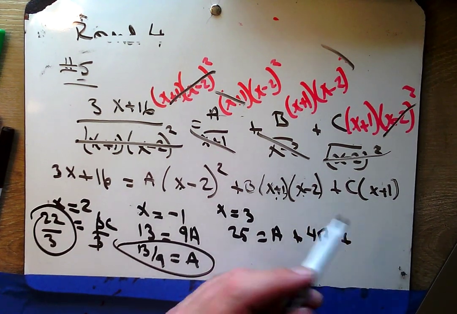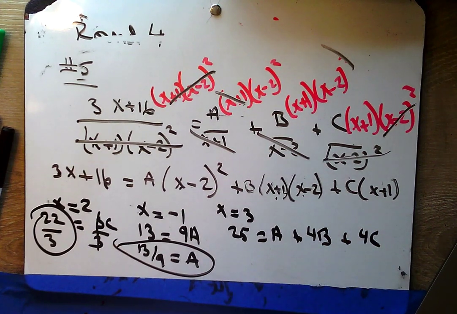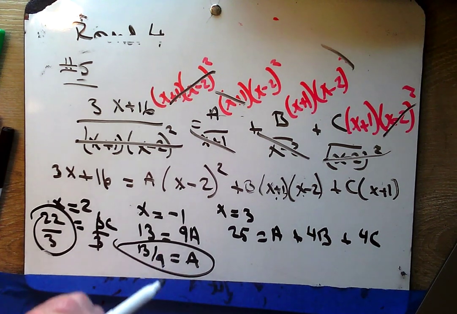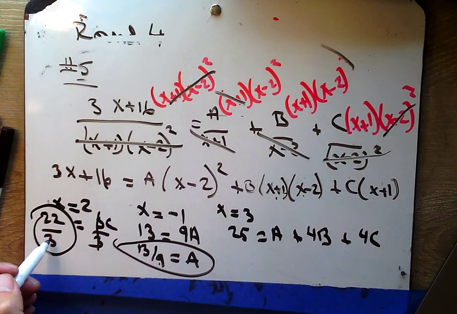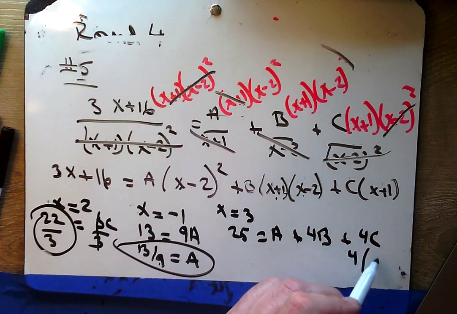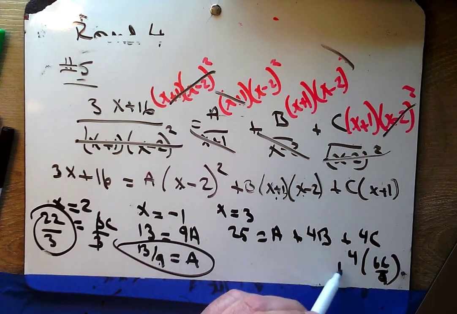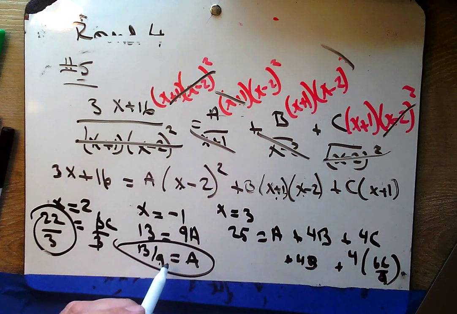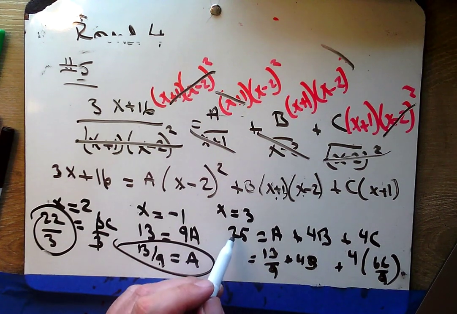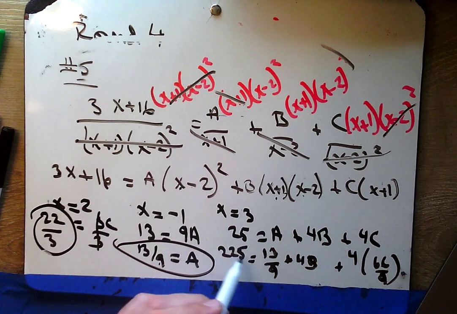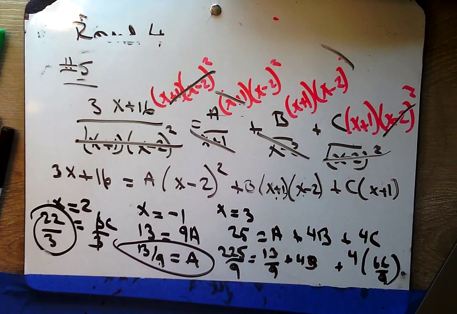And then here I'm plugging in a 3, and I get 4c. So what do we know? Well, we know a, and we know c, and we can plug these in here and solve for b. Okay? So, yeah, this is ninths, so I'm going to make this ninths as well. So I'm going to have 4 times 66 ninths, 4b, and then here I just have a, so 13 ninths. And how many ninths is this? This is 225 ninths. So what do we have going on here?